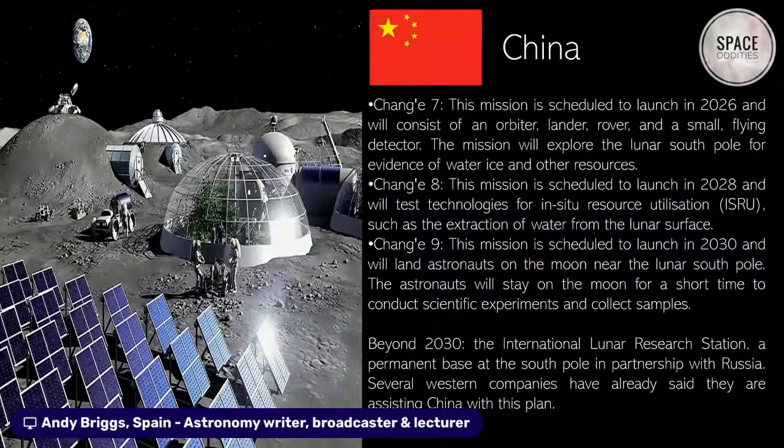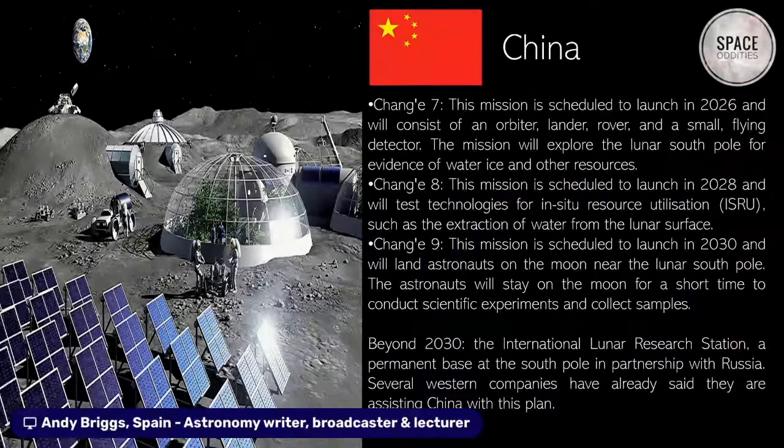China has got the Chang'e 7 mission scheduled to launch in 2026, consisting of an orbiter, lander and rover, and a small flying detector. Not quite sure what it's going to be detecting, but I suspect it's ice. And again, it's exploring the Lunar South Pole for evidence of water ice and other resources. Chang'e 8 in 2028. This is going to actually try to extract water from the lunar surface using what's called, and it's a whole acronym, ISRU, which stands for In Situ Resource Utilization. Why can't they just say mining, for God's sake?